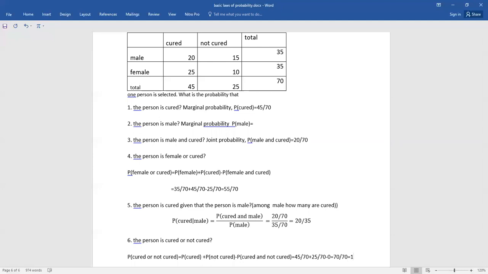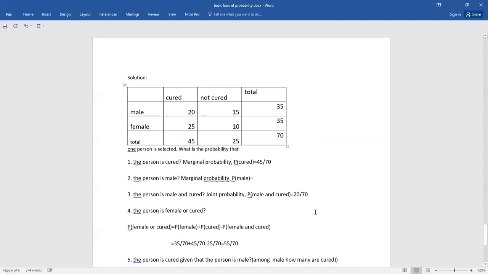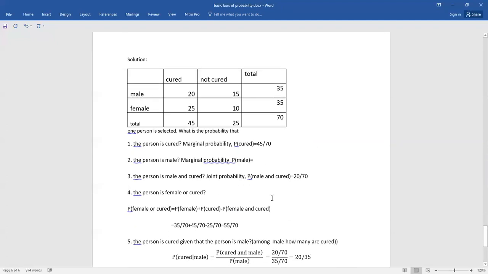Similarly, male or female: they belong to one group or the other, so that will also be 1. This is the way to work with the contingency table. You can do the math. Please practice more by yourself, and it will be easier. Okay, that's all for today.